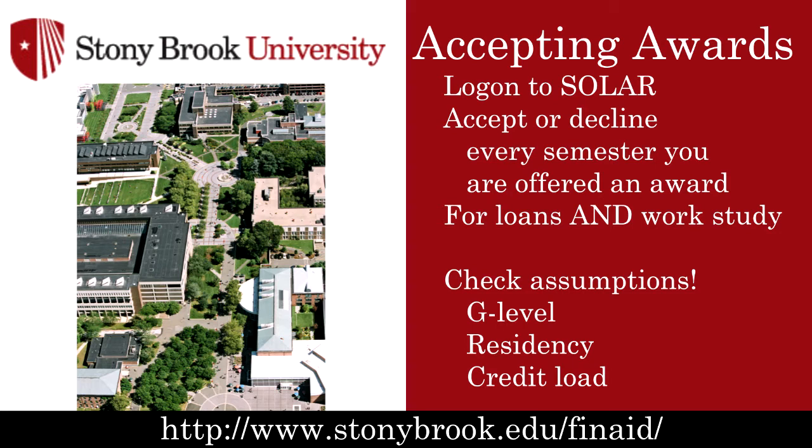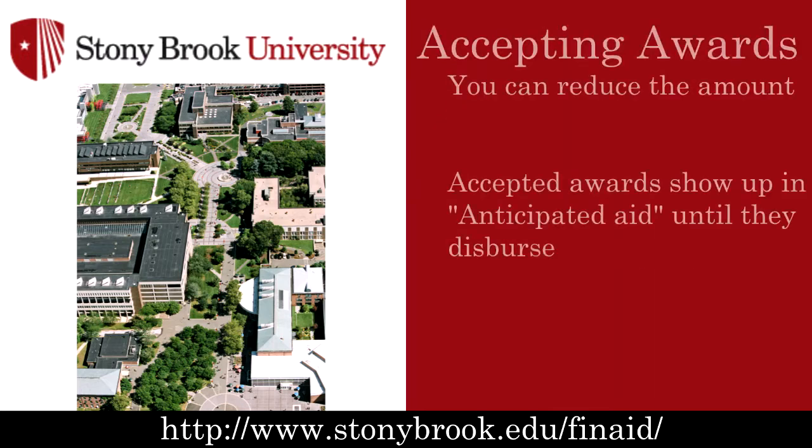Here, you can check the award detail for your loan. You want to make sure that the assumptions are correct, for example, your G level. Also check the state of residence and make sure your financial aid load matches what you're actually registered for, for example, half-time versus full-time. When you accept a loan, you have the option to reduce the amount, and the instructions for this are right on Solar. Once you have accepted aid, your loan will show up in your anticipated aid column on your tuition bill.